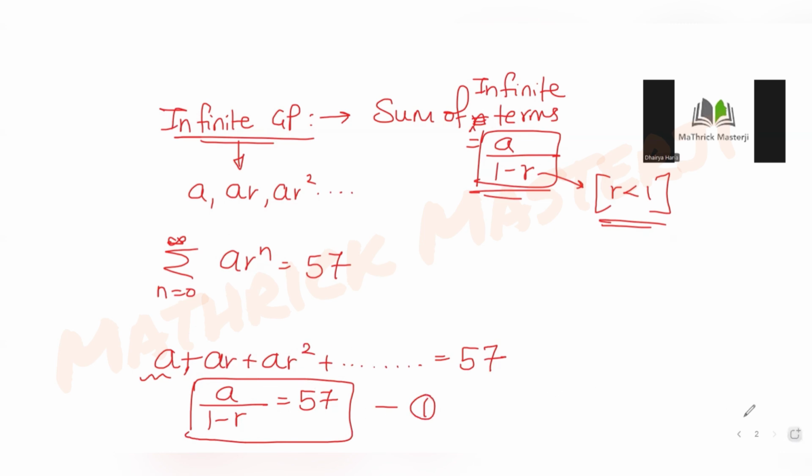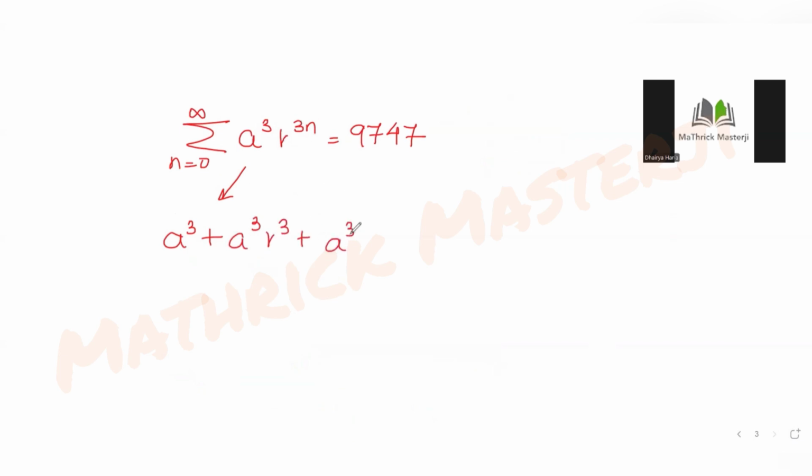For the second equation, it says the summation of n equals 0 to infinity of a cube and r raised to 3n is equal to 9747. If I put n equals 0, I get a cube. If I put n equals 1, I get a cube r cube. If I put n equals 2, I get a cube r raised to 6, and so on. The sum of these infinite terms is also 9747.